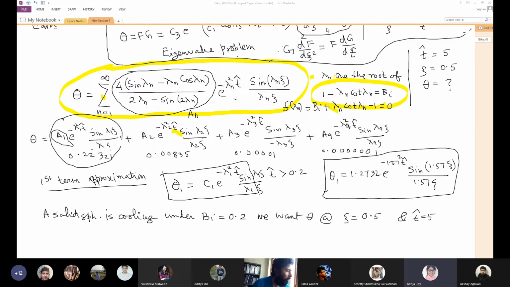We have to find the lambda. Yes, for the given bio number, you have to find the coefficient and lambda. Now look at the table and tell me what is the coefficient and what is lambda.